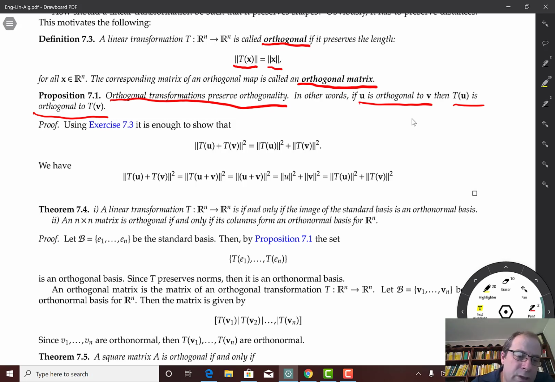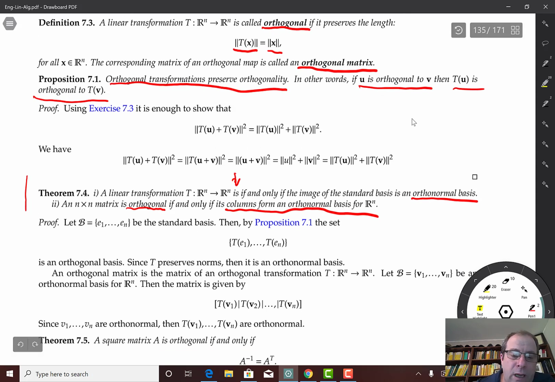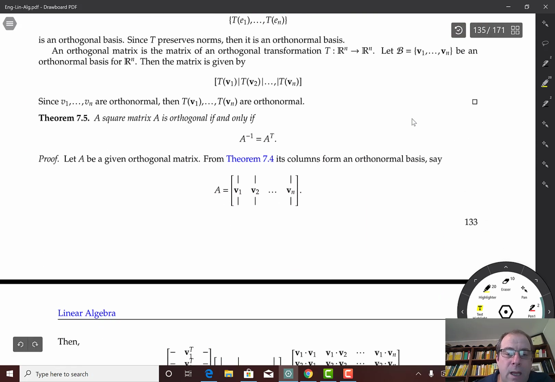Okay, so the next theorem that we proved was the following. A linear transformation is, there is something missing here, the word orthogonal is missing. A linear transformation is orthogonal if and only if the image of the standard basis is an orthonormal basis. Now you will see a characterization for the corresponding matrices of orthogonal maps. A matrix is orthogonal if and only if its columns form an orthonormal basis. All right, so again, the proof of this is rather easy.